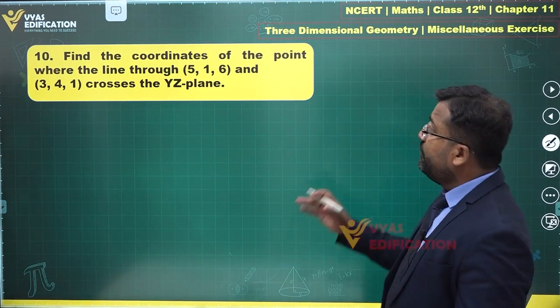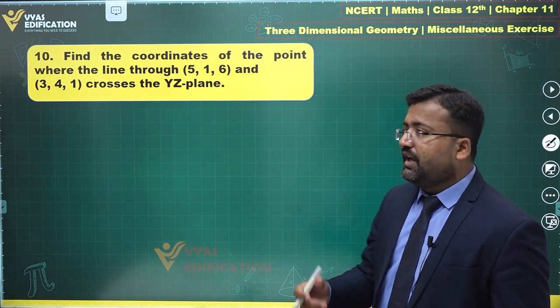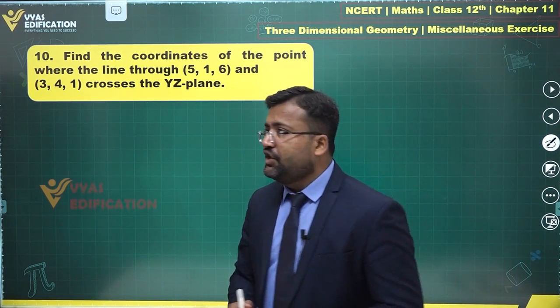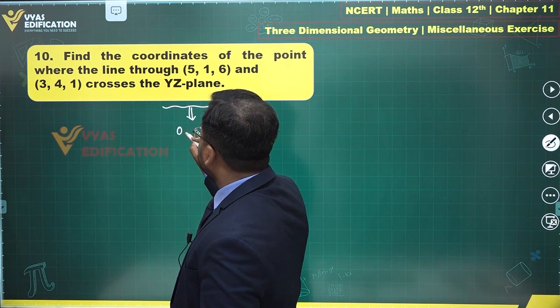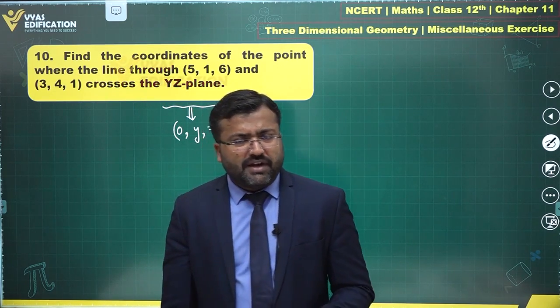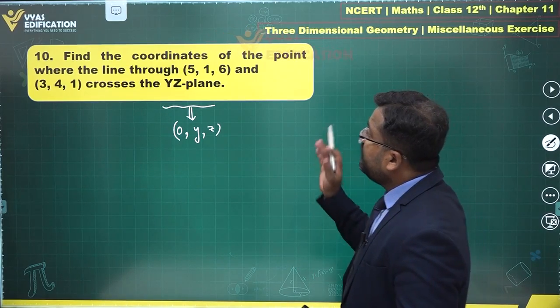Question number 10 says, find the coordinates of the point where the line through this and this crosses the YZ plane. Now, what is so special about the YZ plane? For the YZ plane, the x coordinate is 0. YZ plane implies any point will be 0, y, z, of this particular form, right?